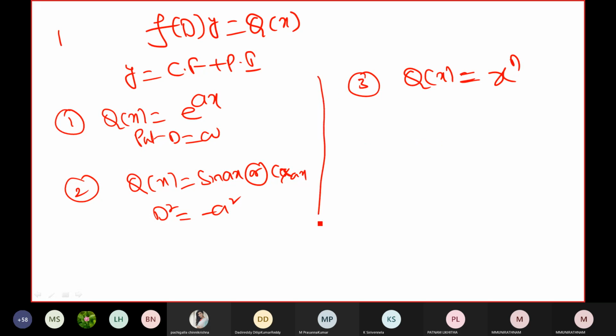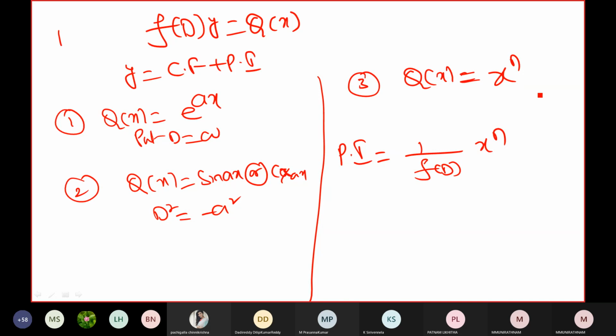So that means we have the particular integral, 1 by f of d into x power n. 1 by f of d into x power n means a polynomial in x, like x square, x cube, 1 plus x square, 1 plus 2x, 3x square, and so on. So in that case, how to find the particular integral?